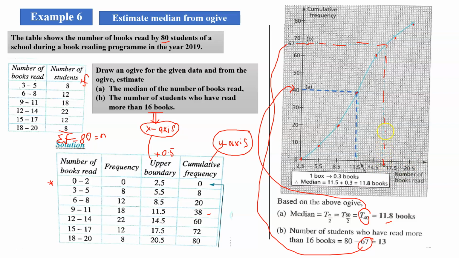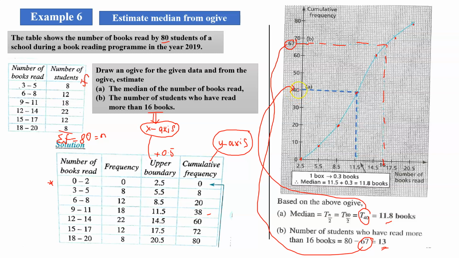You bawa naik ke atas. Garis-garis terus ni. Sampai sini. Then bawa P ke sini. So, you get this is actually 67. Inilah yang 67 tu. That's why I know 80 minus 67. Then you get the answer is 13. Macam tu. Okay. So, that is for how do you estimate your median from the OGIF.